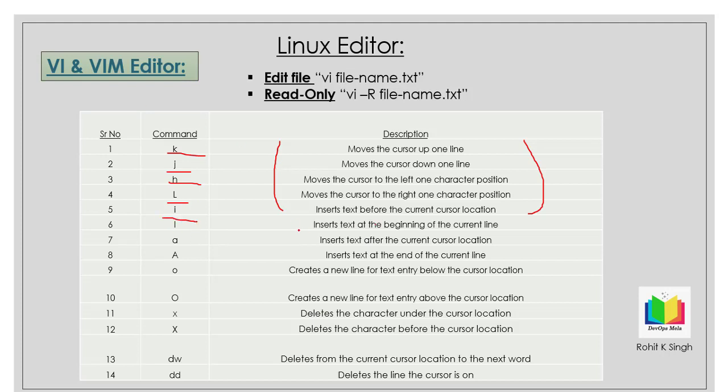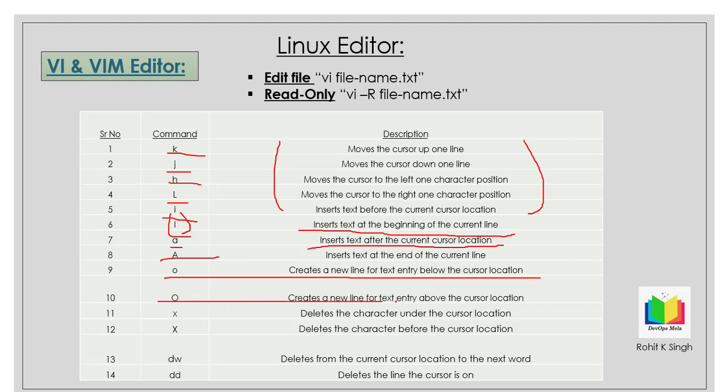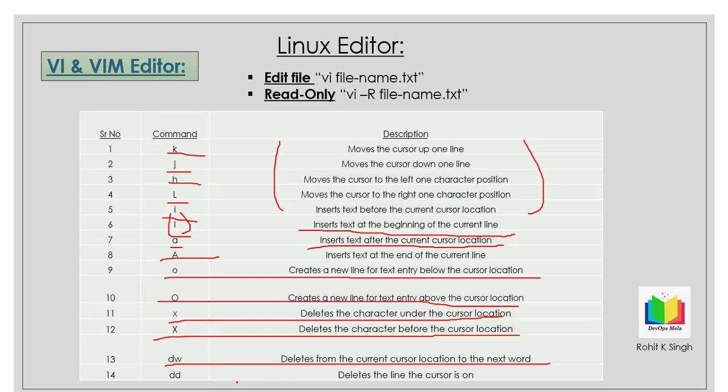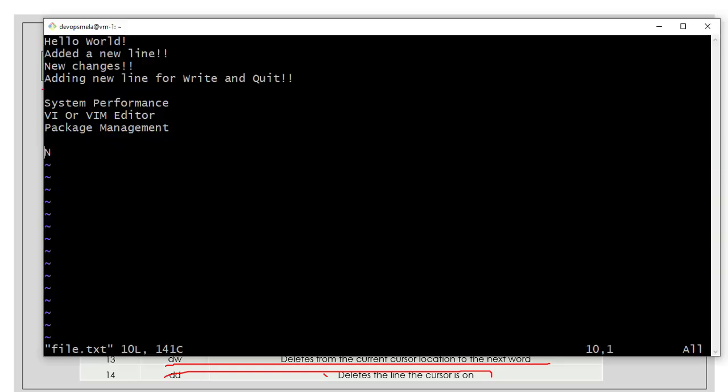Insert mode. Insert text at the beginning of the current line: capital I. A stands for insert text after the current cursor location. Then create a new line for text entry, delete the character under the cursor, delete the character before the cursor, delete from the current cursor location, delete the line the cursor is on. These are simple things which you can go and use, and this will work for VI also, this will work for Vim also. Let me see, do I have Vim?